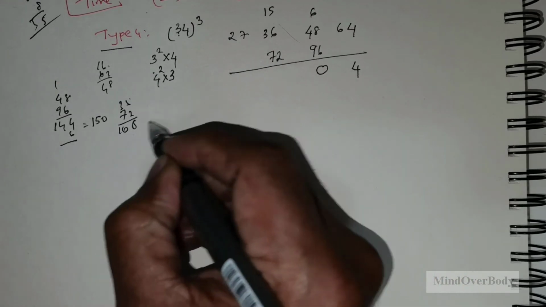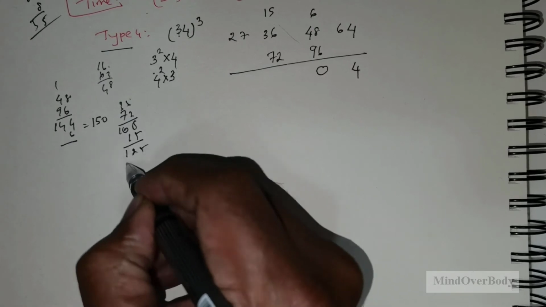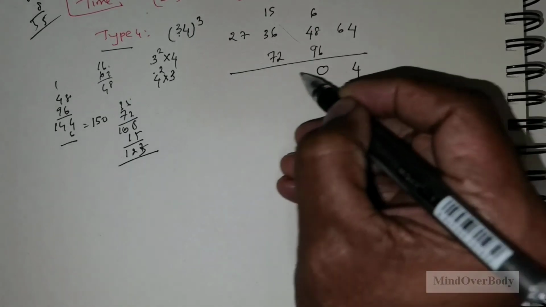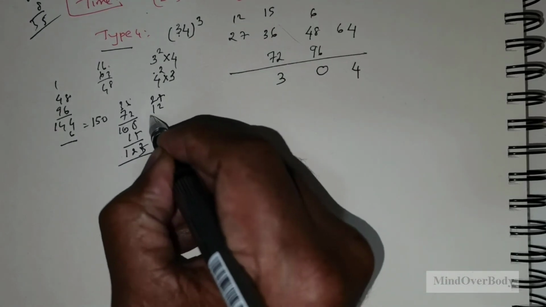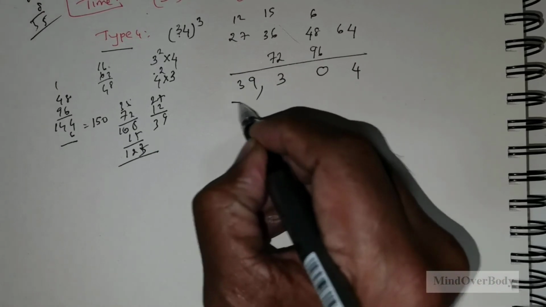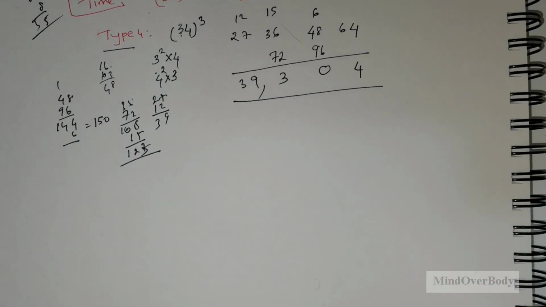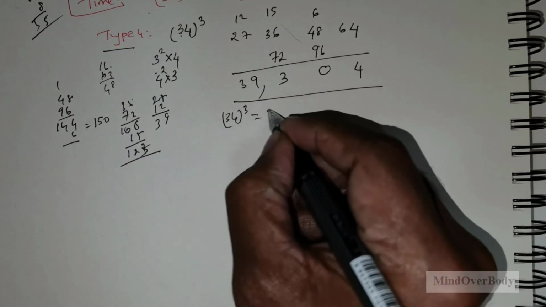And you have to add 15 to that. So that's going to be 23. 1, 2, 3. Right. So place 3 there, carry 12. Now you got to add with 27, you got to add 12. So 9 and 39. So your solution is going to be 39304. This is for 34 cubed.